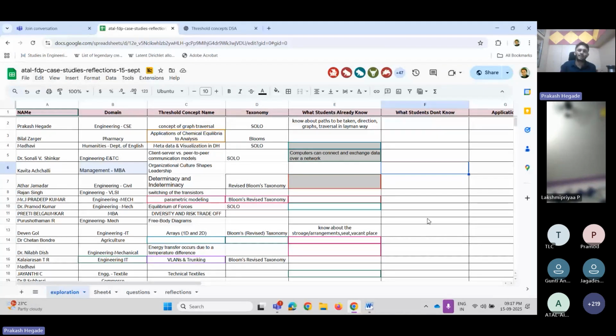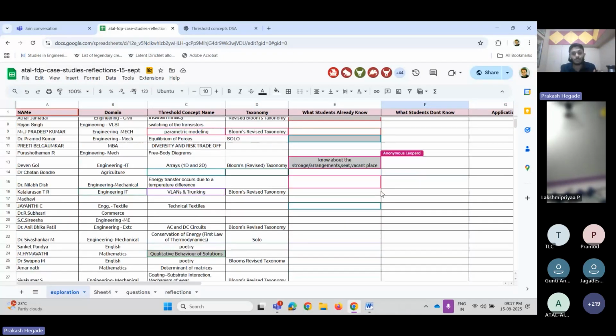They know about implicit addressing, right? They know that some memory can be contiguous and so on. Okay, that's what I want you all to be writing. Correct. Sonali ma'am, now it's perfectly right. Computers can connect and exchange data over a network. Perfect. That's exactly what I was looking for.